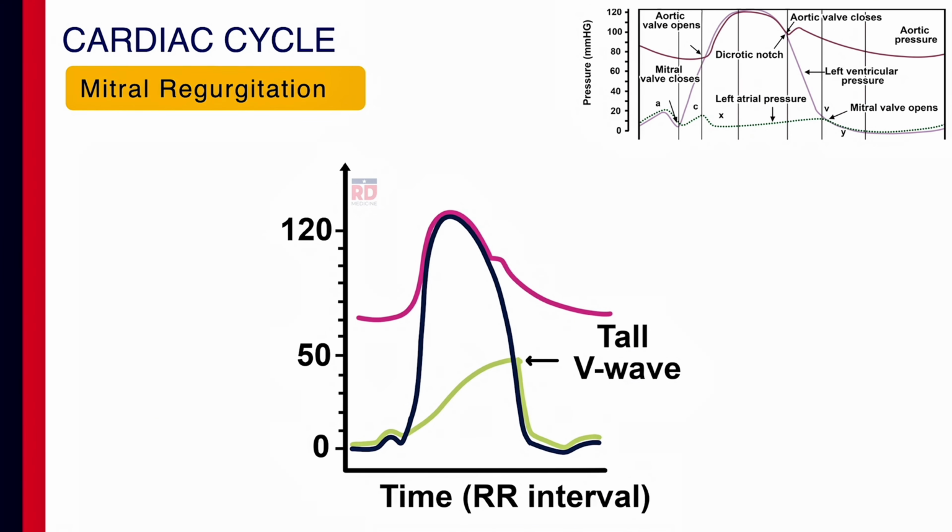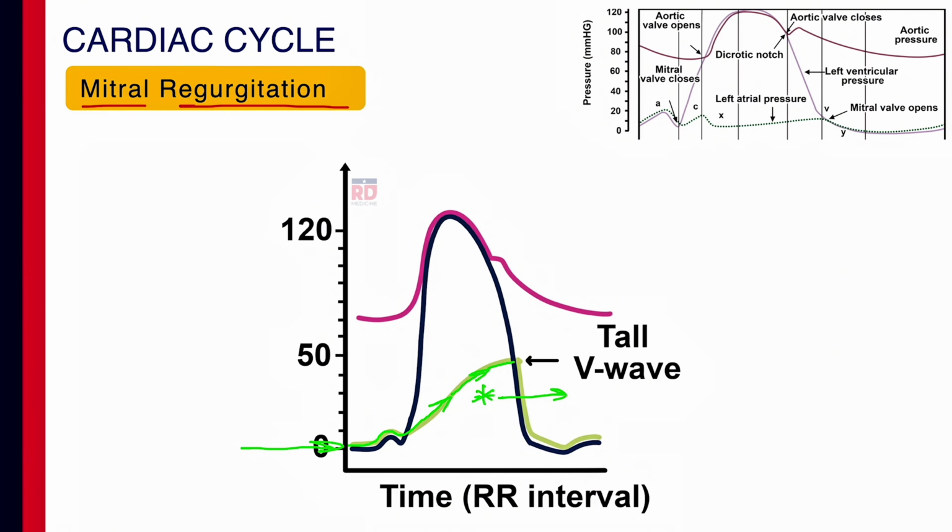Now let's take a look at mitral regurgitation. The key issue here is that the mitral valve doesn't close properly during systole. So when the left ventricle contracts, some of the blood leaks backward into the left atrium instead of going forward into the aorta. So what does that do to the pressure curves? Focus on left atrial pressure. You notice that it rises abnormally during systole. That's because the atrium is receiving blood not just from the lungs, but also from the ventricle pushing blood back into it.